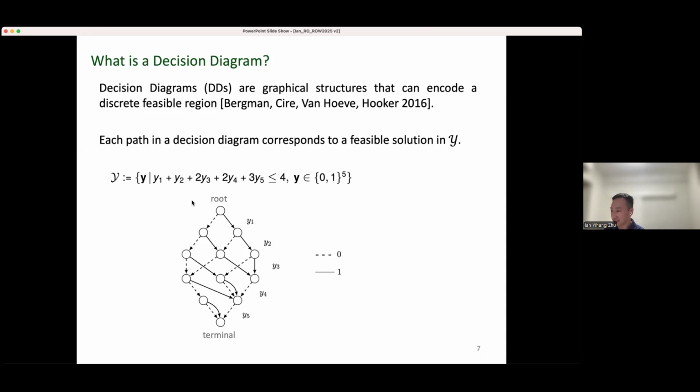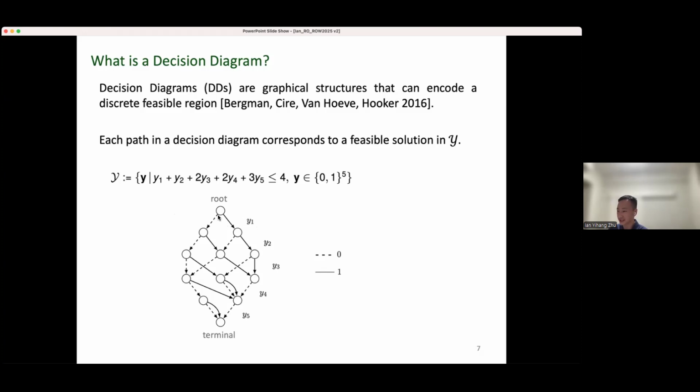So how do I look at this decision diagram? I have a single root node and a single terminal node, and I have 5 layers. Each layer corresponds to one of the Y decisions. So this first layer corresponds to decisions on Y1.